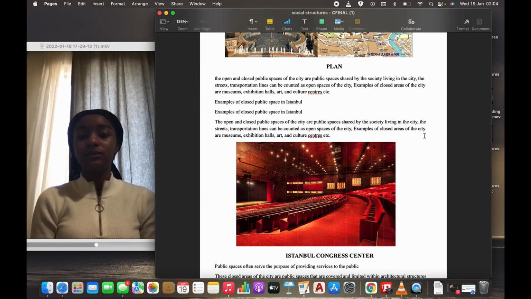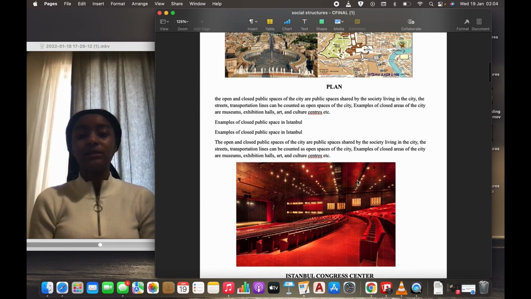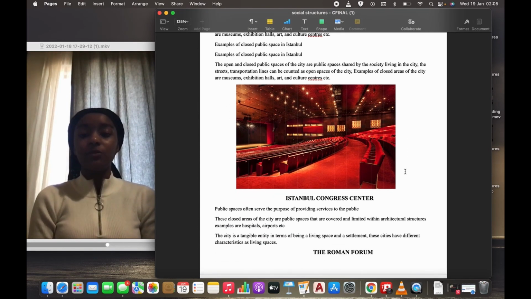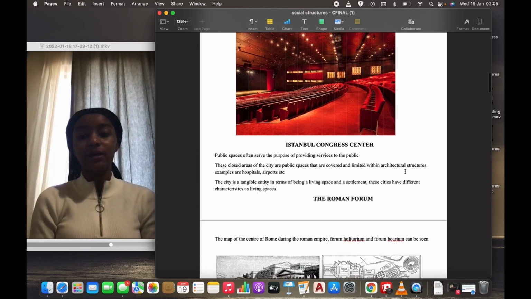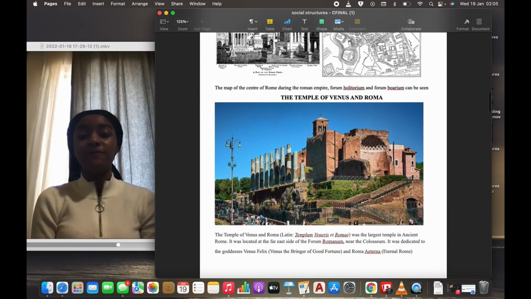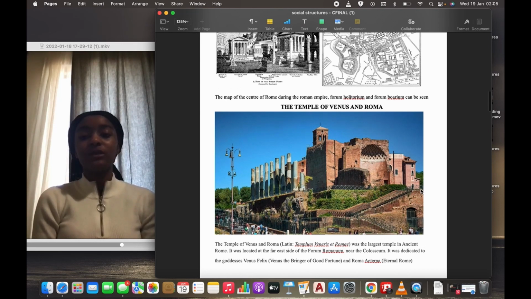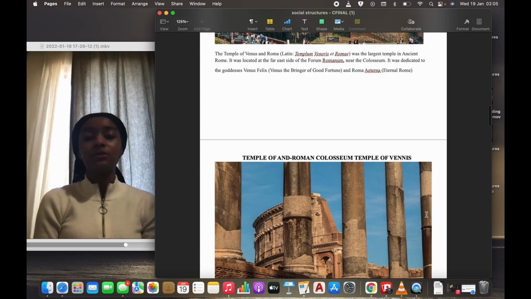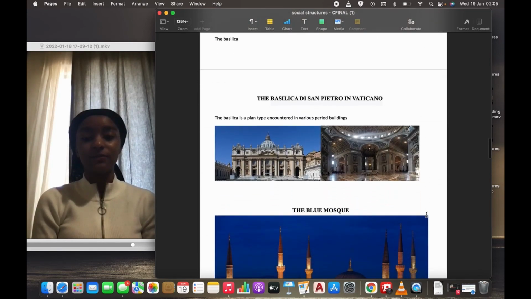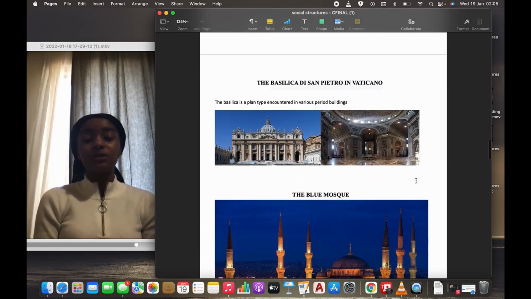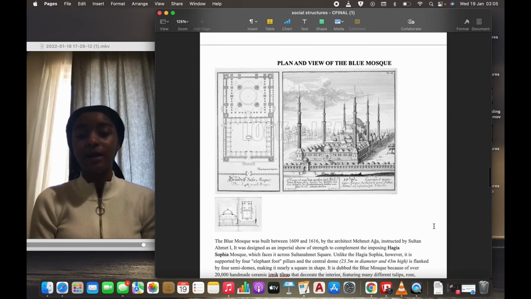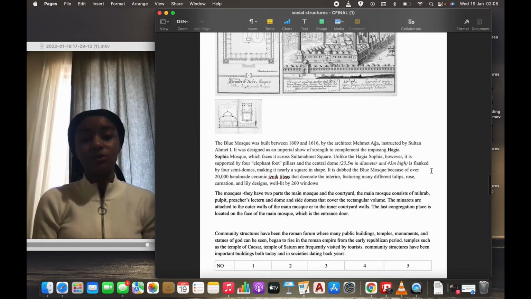Below is the plan. Another example is the Istanbul Congress Center. Under the Roman Forum, we have the Temple of Venice and Roma. The plan is beside. Some pictures of the Colosseum. Temple of Venice is another example. The Basilica is also an example, and under the Basilica we have the San Pius in Vatican. And finally, the Blue Mosque. The brief history of the Blue Mosque is written underneath the photo, and the spaces are explained also below.